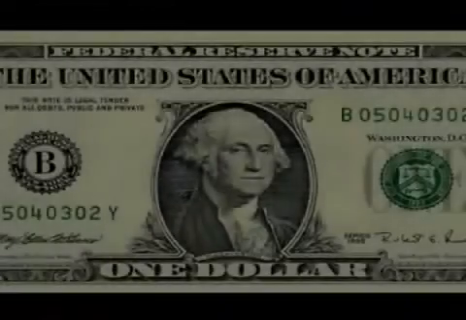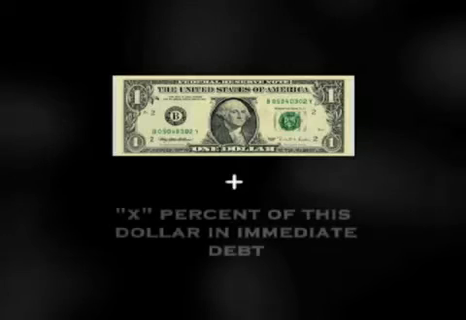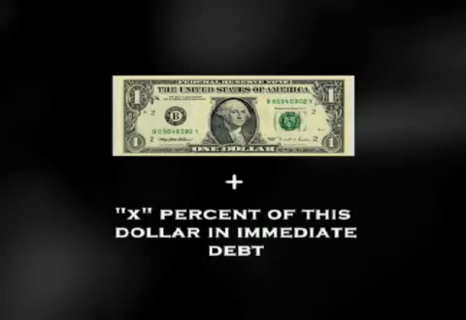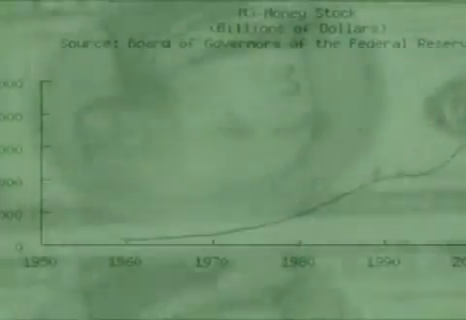For every single dollar produced by the central bank is loaned at interest. That means every single dollar produced is actually the dollar plus a certain percent of debt based on that dollar. And since the central bank has the monopoly over the production of the currency for the entire country, and they loan each dollar out with immediate debt attached to it, where does the money to pay for the debt come from?